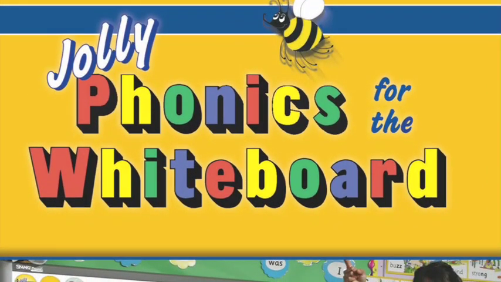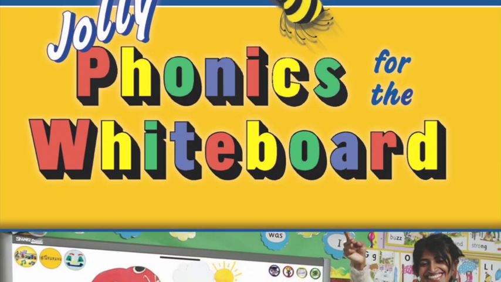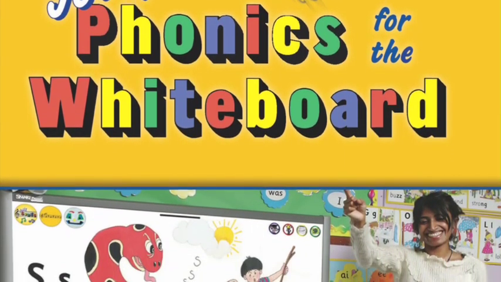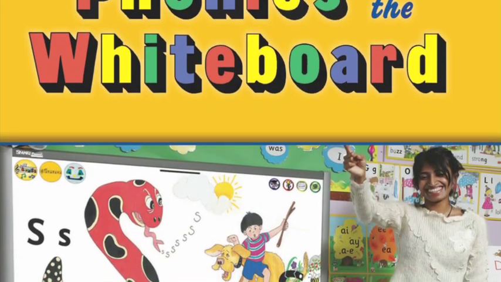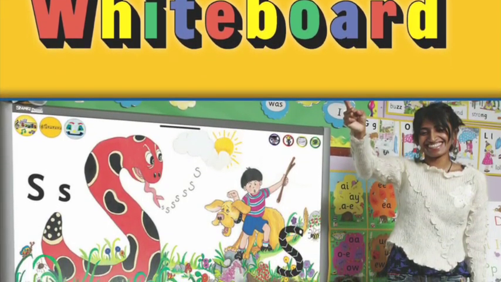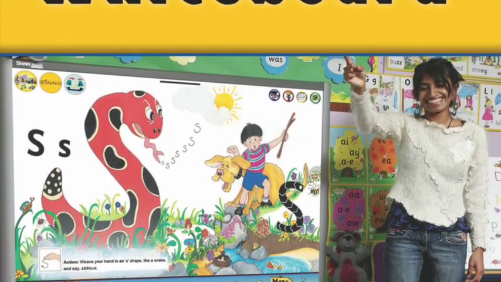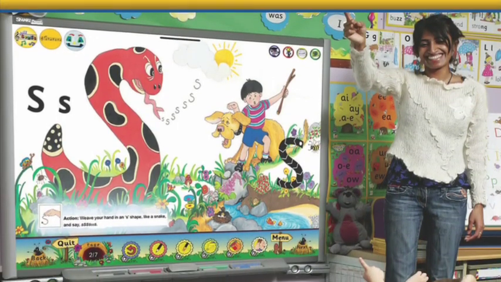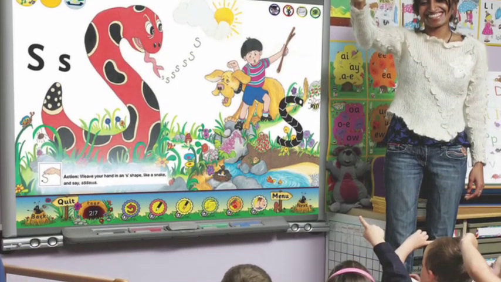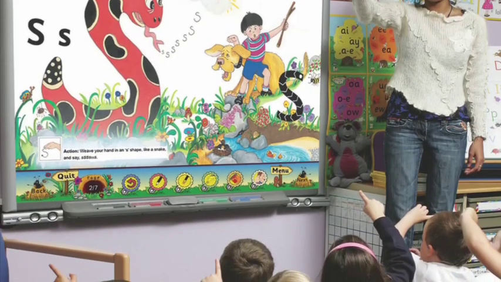Jolly Phonics for the Whiteboard is a comprehensive program for classroom teaching on an interactive whiteboard. It provides daily teaching plans and exciting interactive lesson slides for each of the 5 key skills of the Jolly Phonics program. This provides the best start for your children on their journeys to becoming confident readers and writers in English.